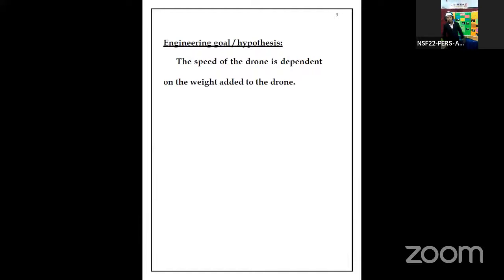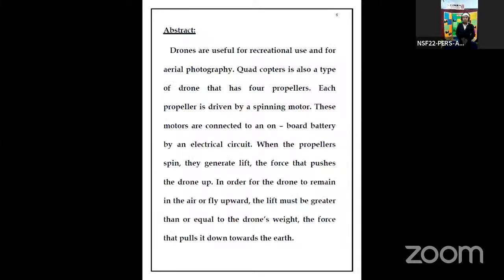I stated the hypothesis: the speed of the drone is dependent on the weight added to the drone. Drones are useful for recreational use and for aerial photography. Quadcopters are also a type of drone that has four propellers. Each propeller is driven by a spinning motor. These motors are connected to an onboard battery by an electrical circuit. When the propellers spin, they generate lift, the force that pushes the drone up. In order for the drone to remain in the air or fly upward, the lift must be greater than or equal to the drone's weight.